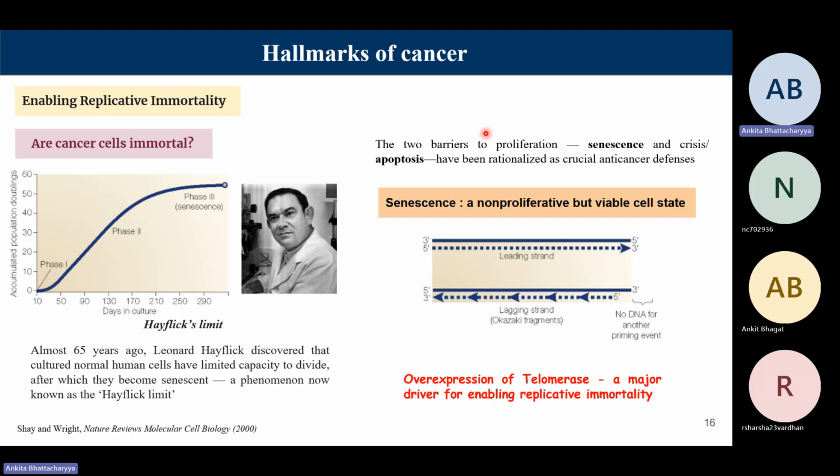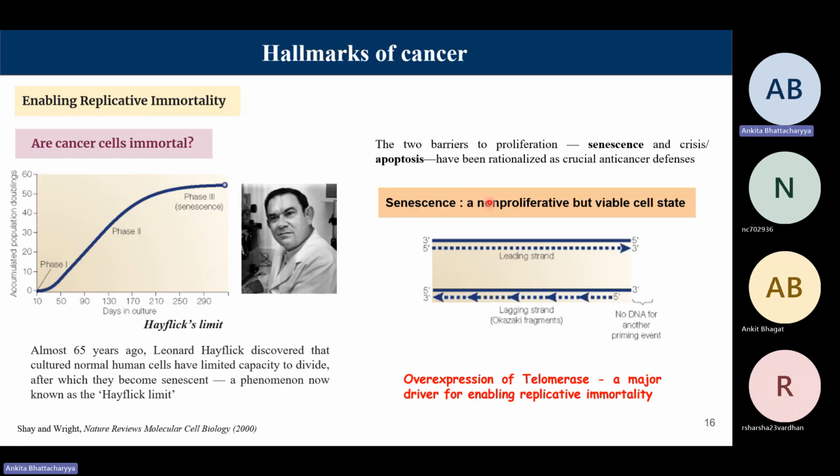Then we talked about enabling replicative immortality. So are cancer cells immortal? That was the question asked. So Leonard Hayflick discovered almost 65 years ago that cultured normal human cells have limited capacity to divide. After which they are considered to become senescent in nature, which is known as Hayflick's limit. The two barriers to proliferation, senescence and apoptosis, have actually been rationalized as crucial anti-cancer defenses as well.